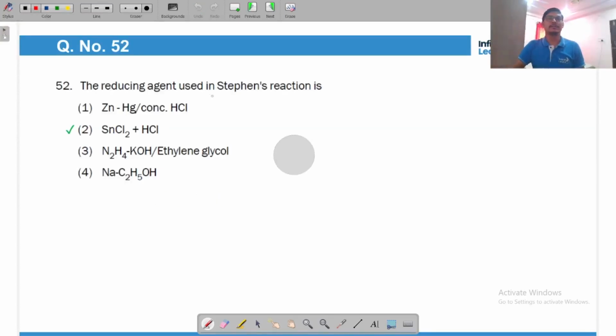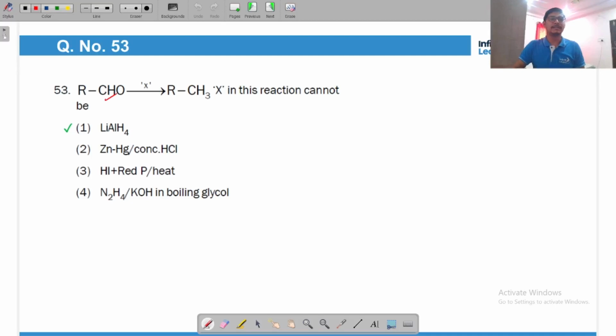The reducing agent used in Stephen reaction is, of course, SnCl2 plus HCl. In Stephen reduction, nitriles are reduced to aldehydes via the formation of imine intermediate, right? Aldehyde is being converted to an alkane. In this reaction, X cannot be, of course, lithium aluminum hydride because it reduces aldehydes to primary alcohol.